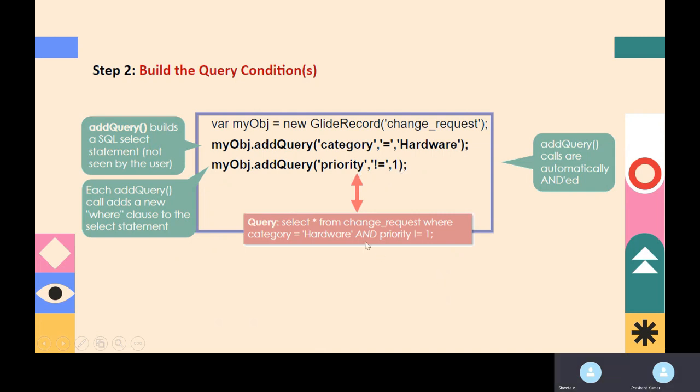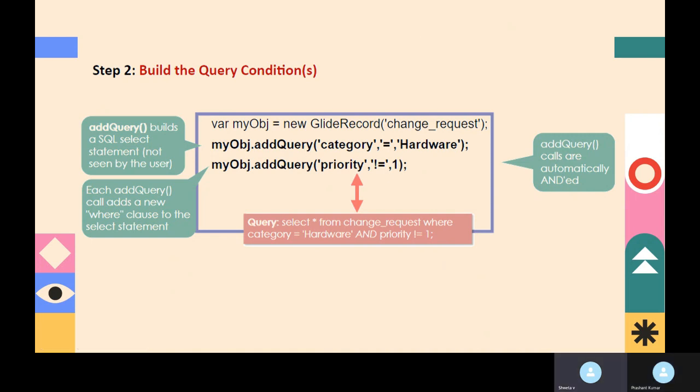So how will the query generate? Select star from change request where category equal to hardware and priority not equal to one. So it will return all those incidents whose category is hardware and priority is not equal to 1. So we will fetch all those change requests. This is just working like a where clause. Where clause means we are building some conditions. So this is step two, where we are generating a query condition.